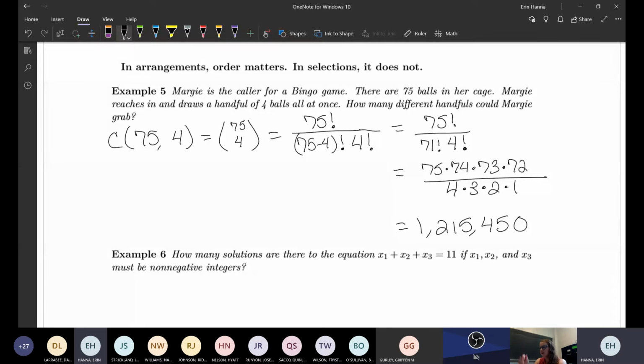Now, this next one is a bit more ambiguous, if you will. That's probably not the right word, but.